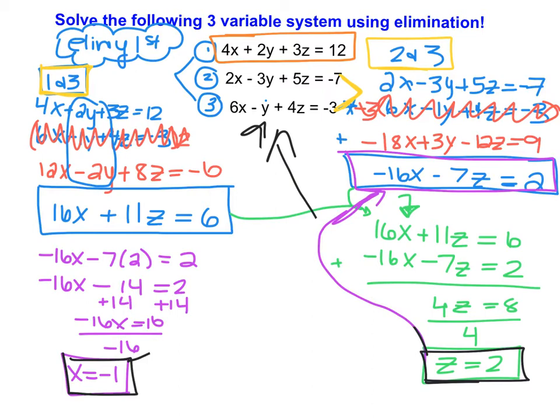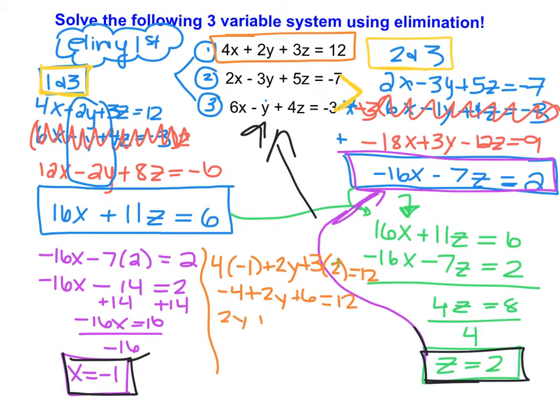So I can see I have 4 times my x value of negative 1 plus 2y plus 3 times my z value of 2 is equal to 12. Well, then this is negative 4 plus 2y plus 6 is equal to 12. So that's really 2y plus negative 4 combined with 6 is 2, and that's equal to 12. Subtract 2. We have 2y is equal to 10. Divide both sides by 2. And y is equal to 5.